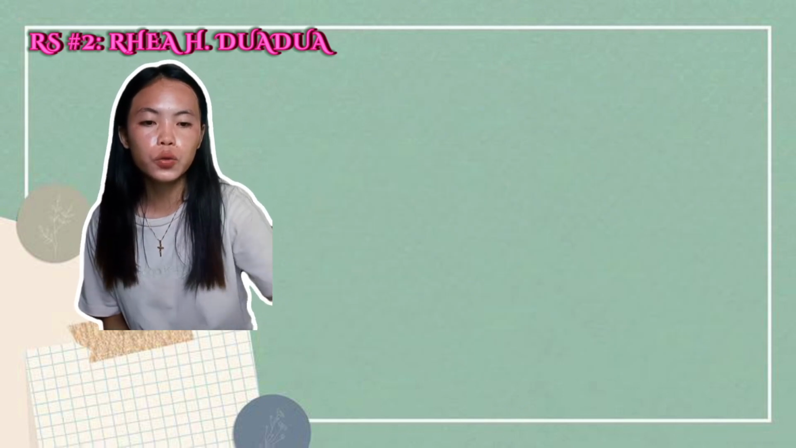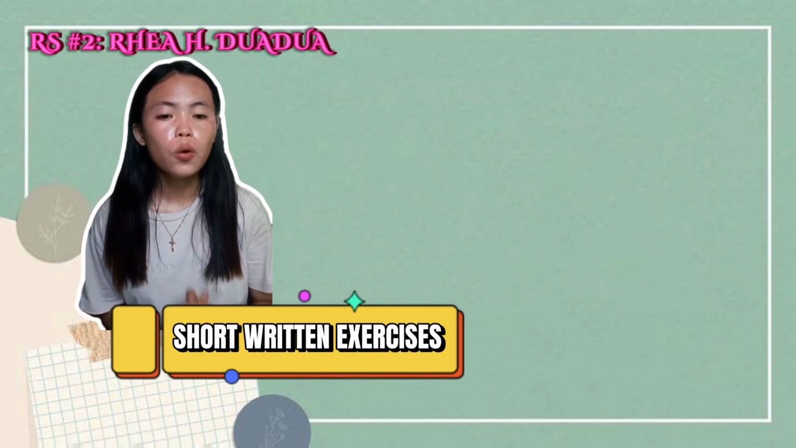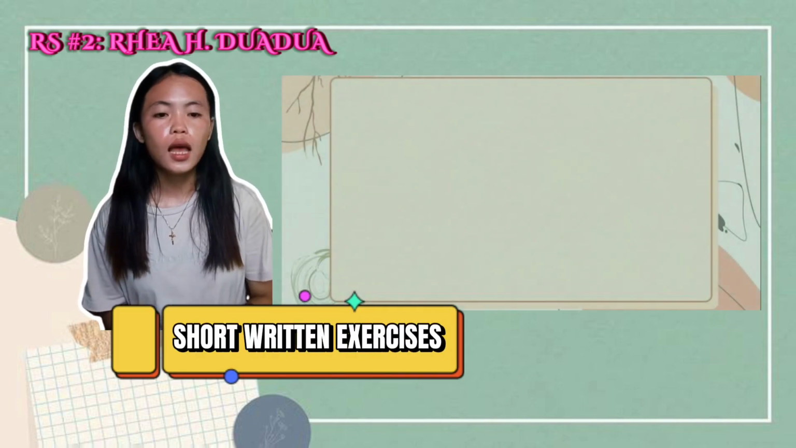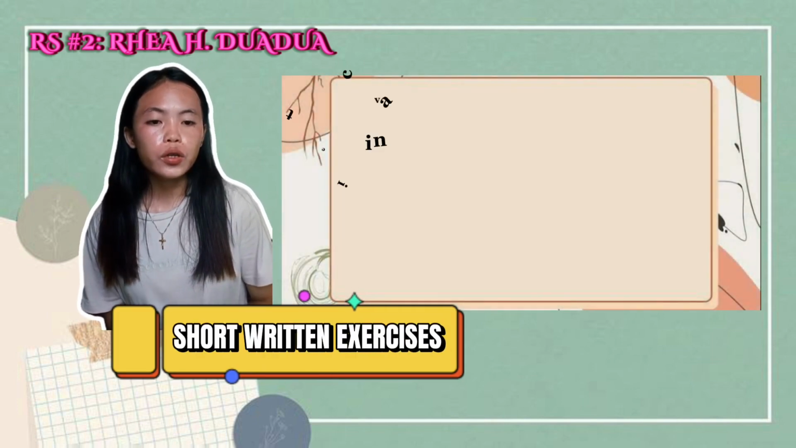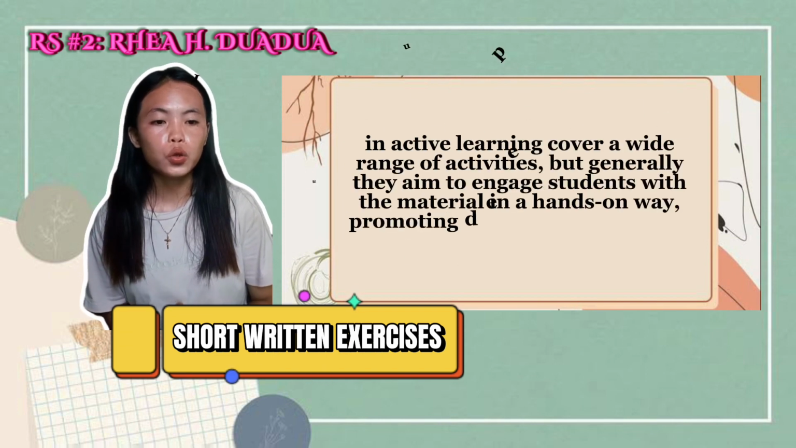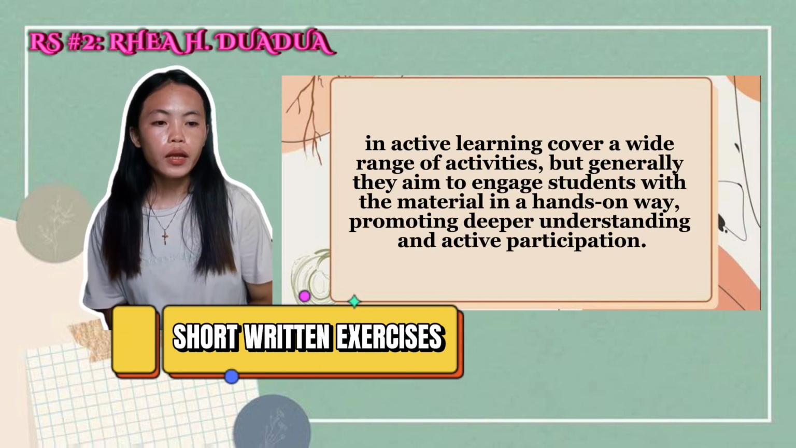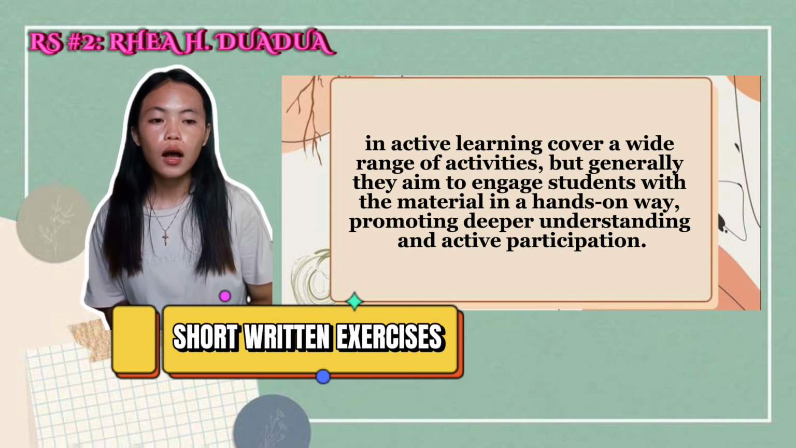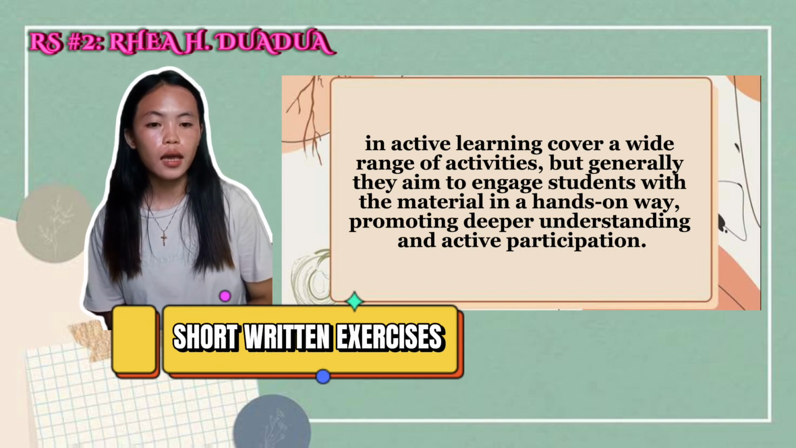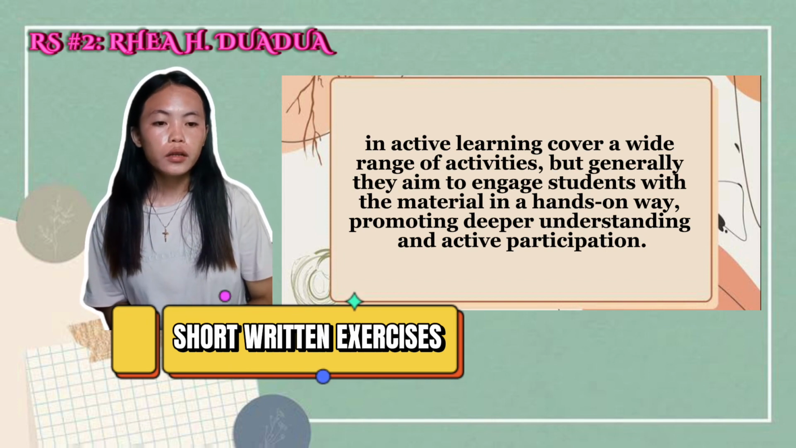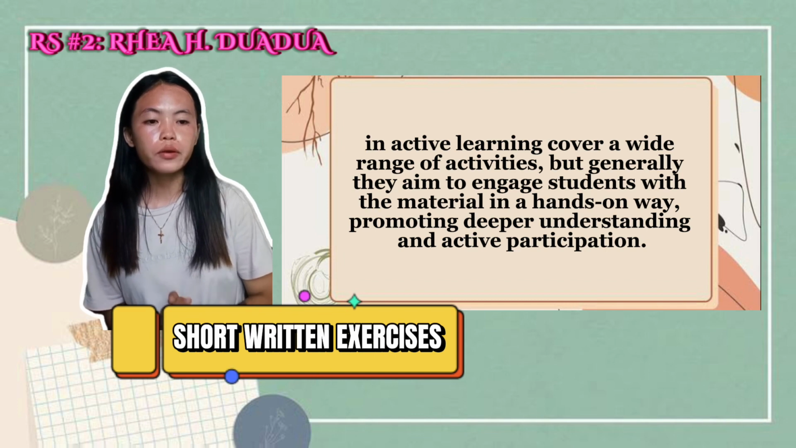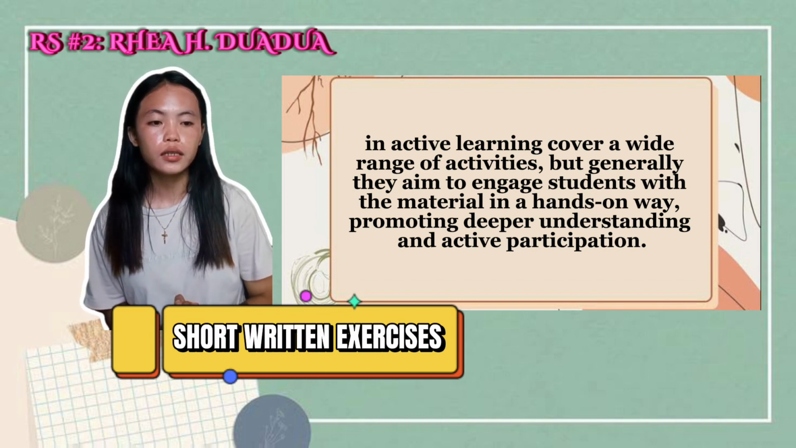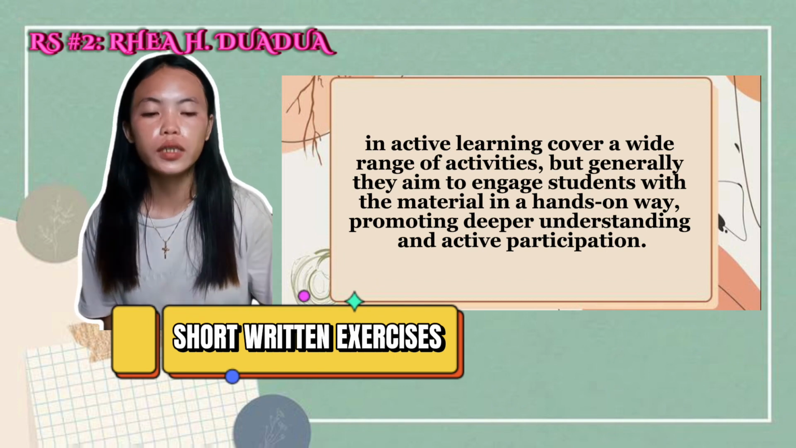And the second is a short written exercise. What is a short written exercise? It is often called the 1-minute paper. This is a good way to review materials and provide feedback. However, a 1-minute paper does not take one minute, and for students to constantly summarize, it's suggested that they have at least 10 minutes to work on their exercise.